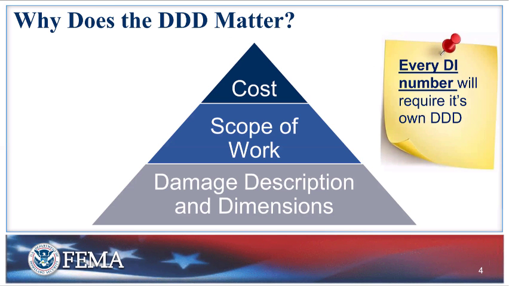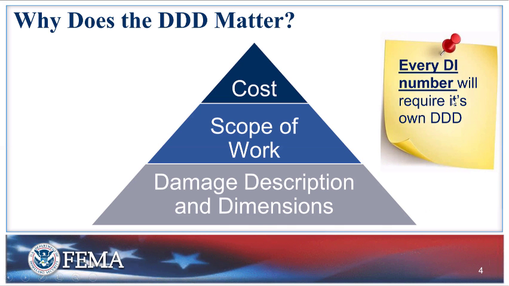So why does the DDD matter? As you can see on the screen, we have one of our FEMA pyramids. At the base of that pyramid, the foundation, we have that damage description and dimensions. Then we have our scope of work and then our costs. So everything in this pyramid is built upon this foundation. And so that's why it's important that we're meticulous and precise and as accurate as possible when we're gathering and inputting this information. Because again, this is the foundation for a project, for future project development, and as part of this process. So we want to ensure that we have the most accurate, thorough, complete information.